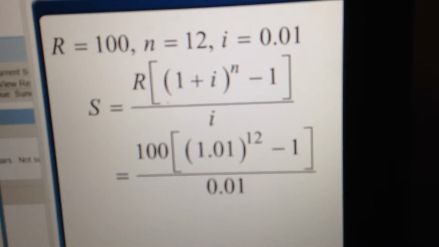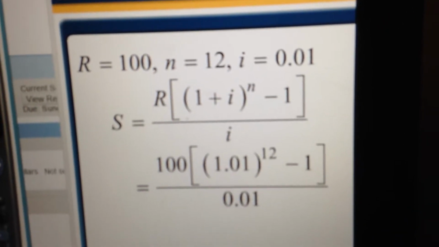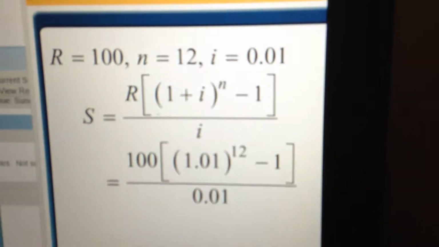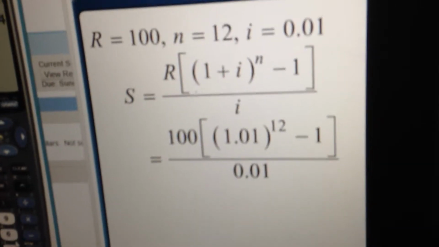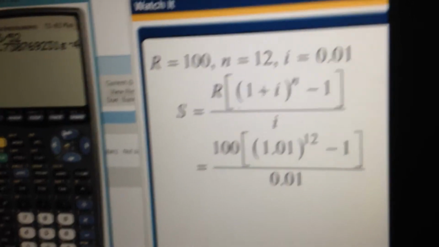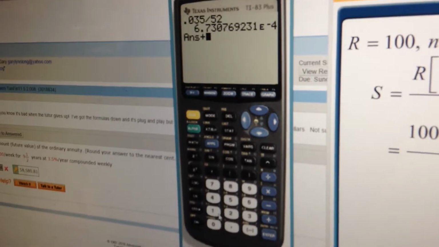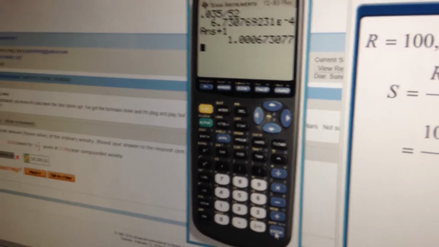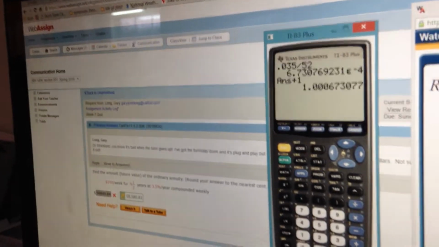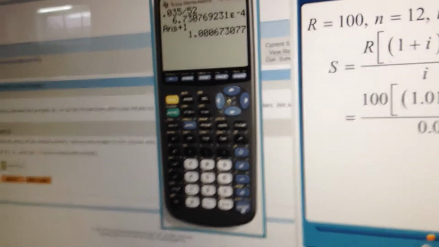Now what I'm going to have to do is add I plus 1 in that formula. R is equal to 1, times S is equal to R times 1 plus I raised to the n minus 1 divided by I. So I'm going to add 1 to the I. Just hit plus 1 here. My calculator automatically takes the previous answer and does that. So I got 1.000673077.